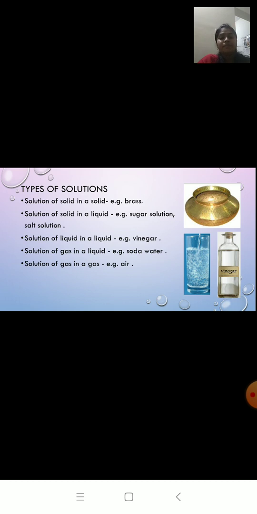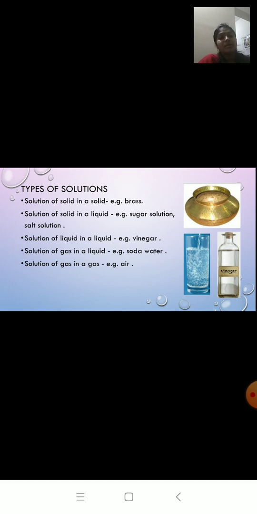Solution of a gas in a liquid, soda water. That is carbon dioxide mixed in water. Solution of a gas in a gas, that is air. Okay, we know air. Air is made up of different types of gases. So we have solute and solvent. Now can you tell me in air which gases will be solute and which will be solvent?